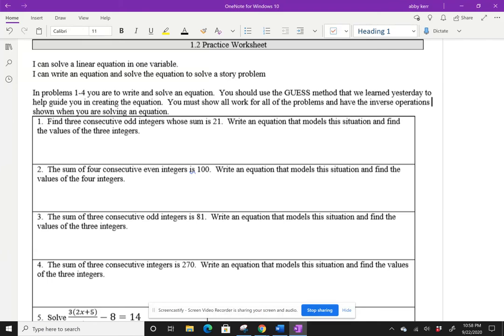So this video will be going over the answers for yesterday's 1.2 practice worksheet from September 21st. The two learning targets that we are going to be doing are: I can solve a linear equation in one variable, and I can write an equation and solve the equation to solve a story problem. The first four are the story problems that we are doing right now in class.